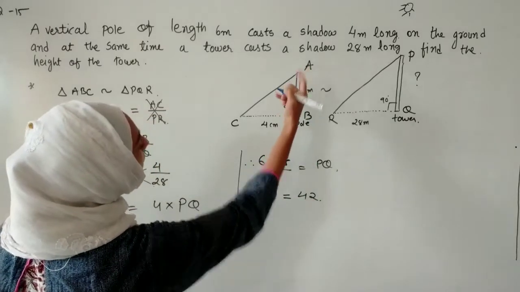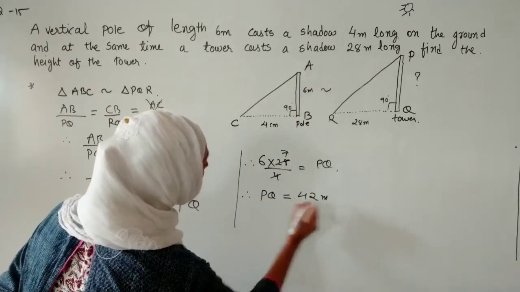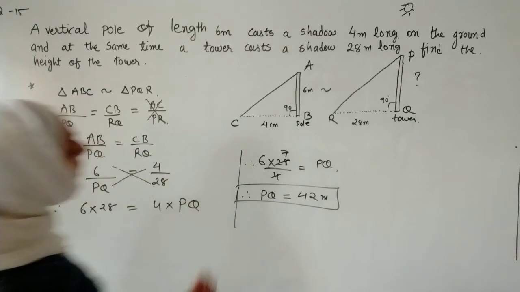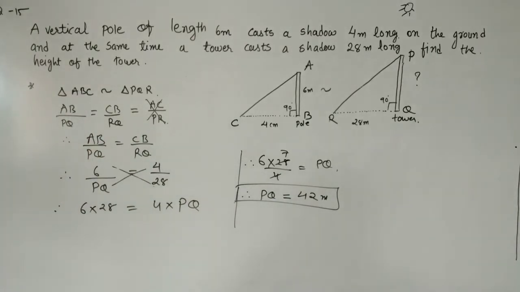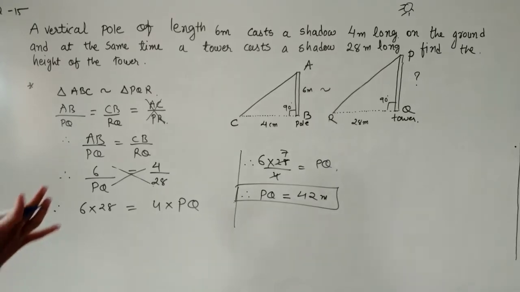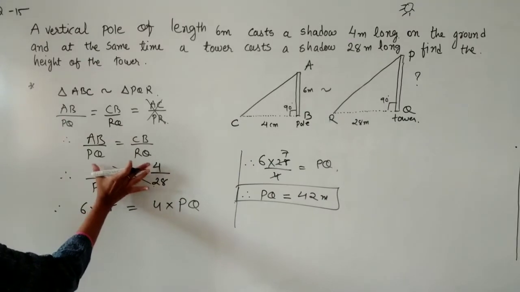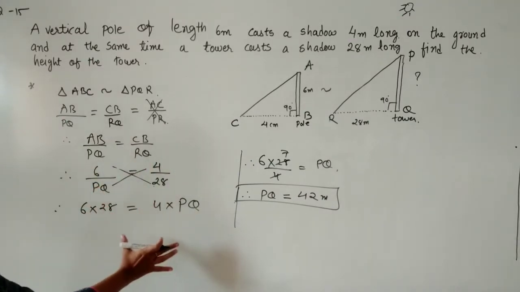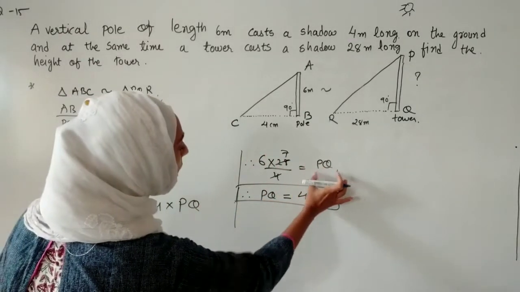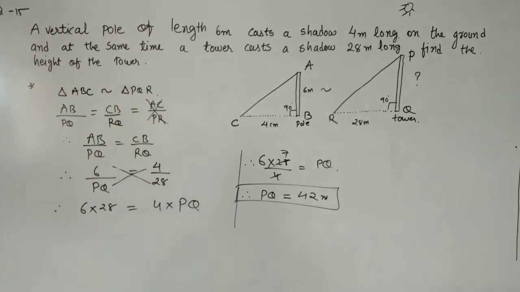42, and if it is in meter we will mention that unit, it is in meter. So this is the end of the question. First you have to prove similarity of two triangles, so we will write it as AA similarity. Then only you can compare two triangles and write ratios of their sides. Then whatever you want you will write over here, substitute values, do cross multiplication and make PQ alone, and that will be your answer.